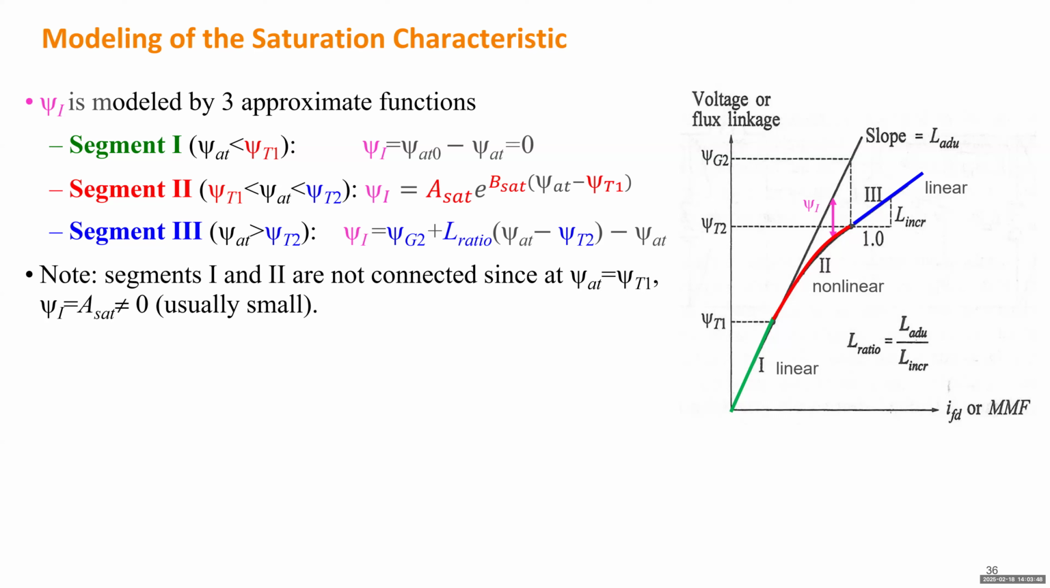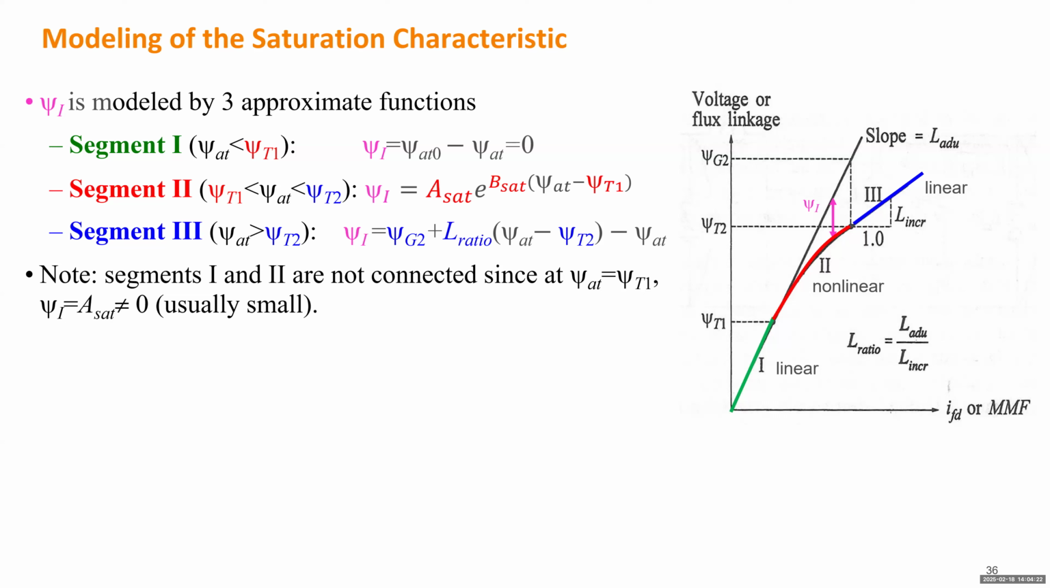Please note the segment 1 and 2 with this model are not connected. Because you can plug in this point, you can calculate the value using the equation of the second segment. So you let psi in the second equation be psi T1, and you will notice that the gap is not zero. It is A.